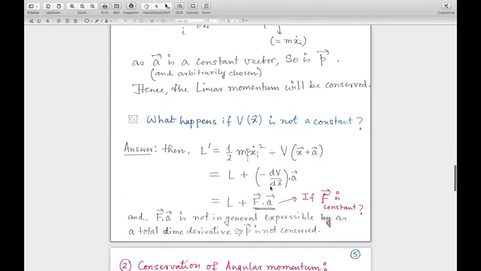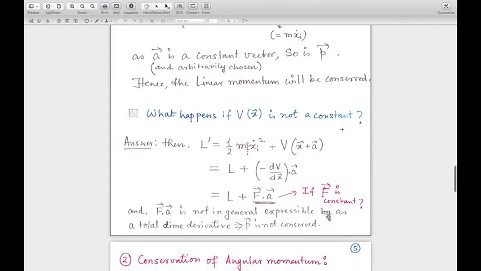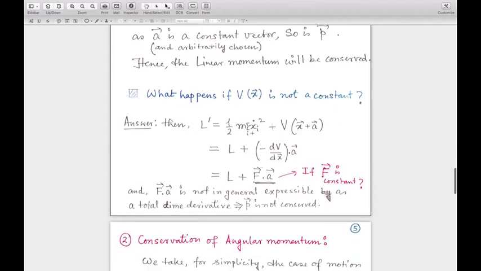Now what happens if V_x is not a constant, that means there is a non-zero force? Then the new Lagrangian L prime will simply be half m summation over i of x_i prime dot squared, and x_i prime dot and x_i dot are the same, so I simply write that as x_i dot square, plus the V will now be V of x prime, which will be V of x plus a.